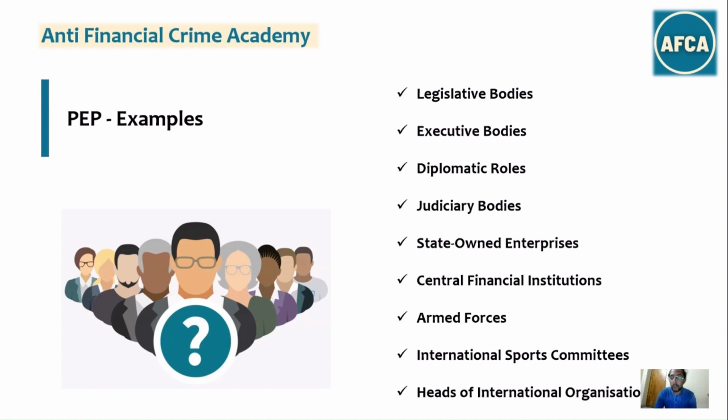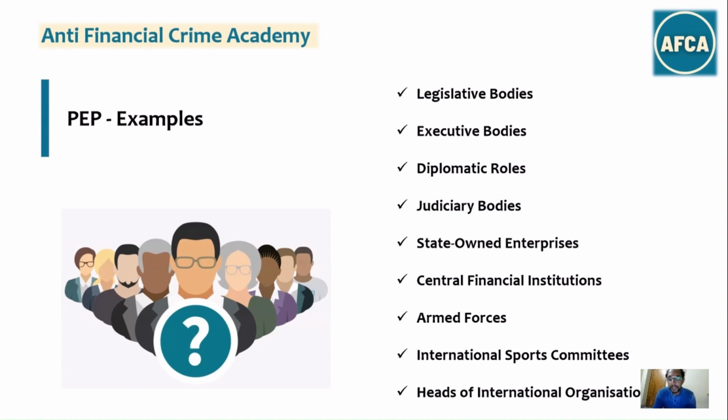And the second is the executive bodies. Executive bodies are those government institutions which execute the rules and regulations that are made by the politicians. So you have your IAS and IPS executives, top-notch executives, who execute the rules and regulations made by the politicians. These executives are also considered politically exposed persons.